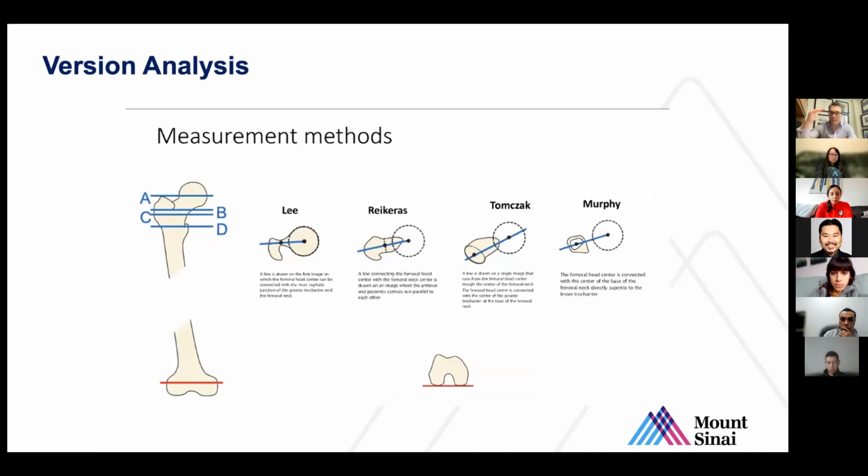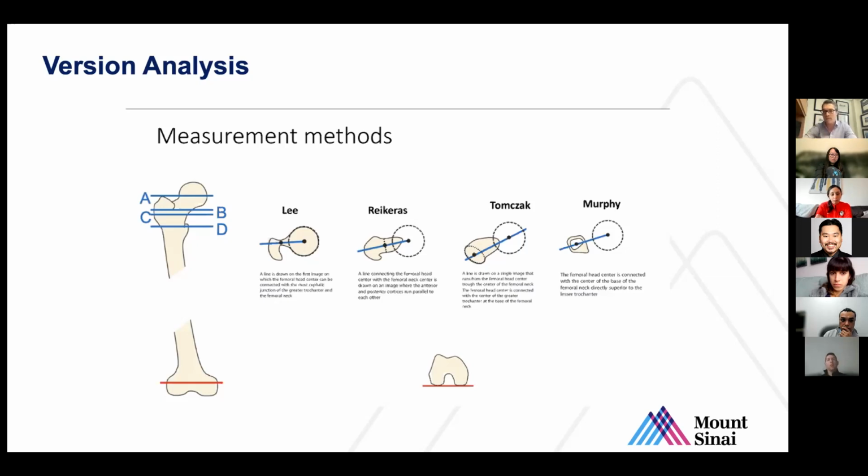If you measure version at different levels, your version changes. And so you have increased version if you measure it more distal. So D is Murphy, that's more distal, and you're getting increased version over there. And so I think that you're going down a path where you might be considering doing derotational osteotomies in people maybe a little bit too often. I like the Reikeras, it's right in the middle, and it's easy. You just do it right through the center of the femoral neck where you see it most prominent.